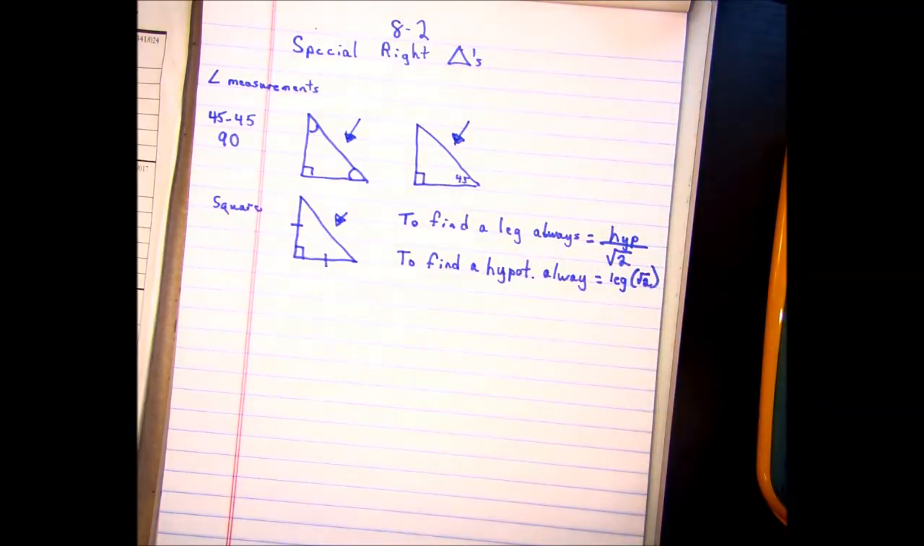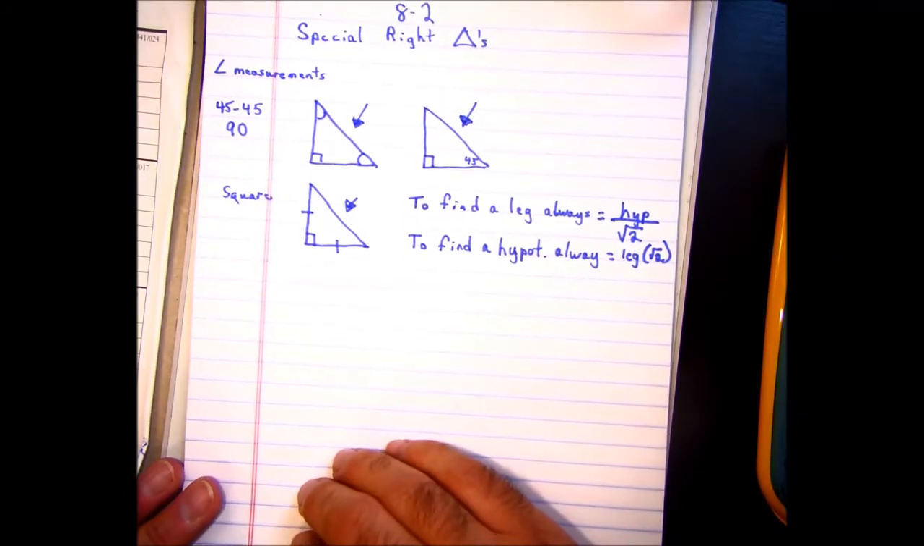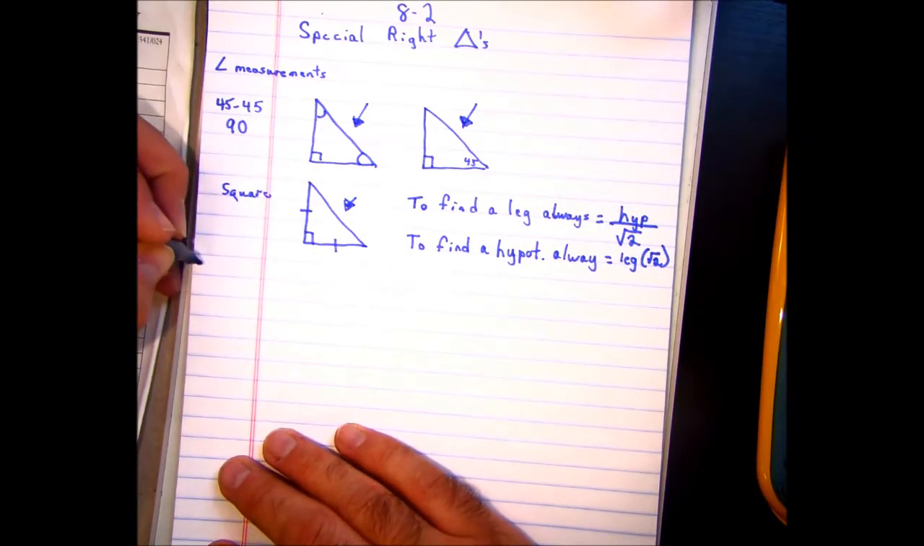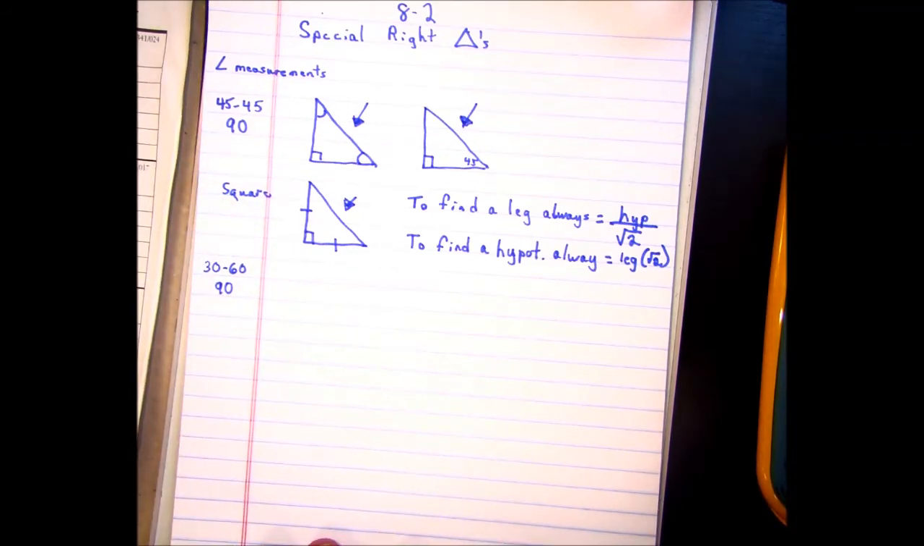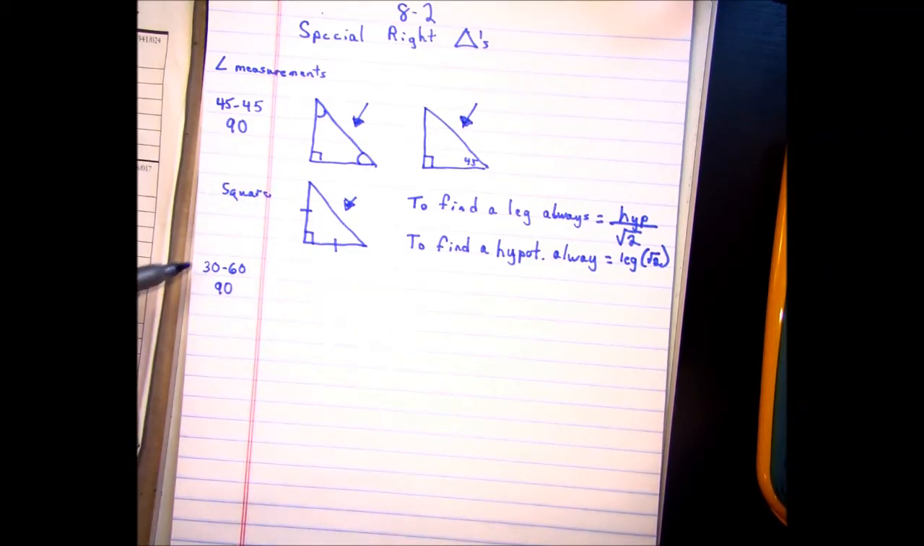Now I'm going to show you the picture version, which I think is by far easier, and it requires some common sense thinking. Then the second type of special triangle is a 30, 60, 90 degree triangle. Now hopefully you see one angle is smaller than the other.